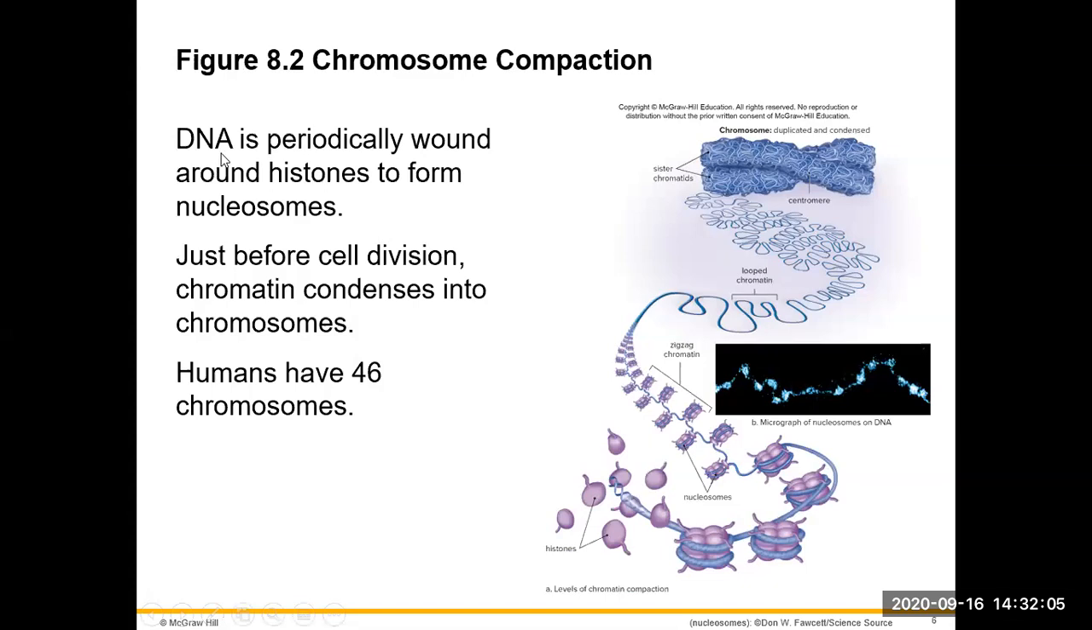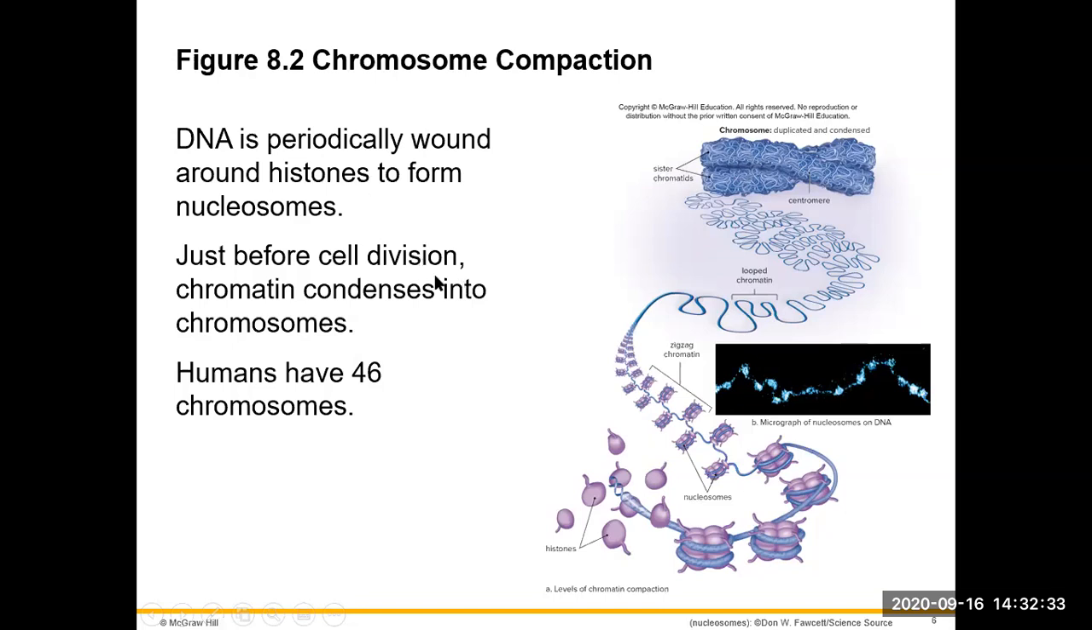DNA is periodically wound around histones. These are the proteins I told you about. So DNA plus histones give us nucleosomes. It's like, let's say you have a piece of stick, and you wrap something around it. Whatever you are wrapping around is the DNA, but that piece of stick is the histone. So the histone is like the skeleton that the DNA will be wrapped around.